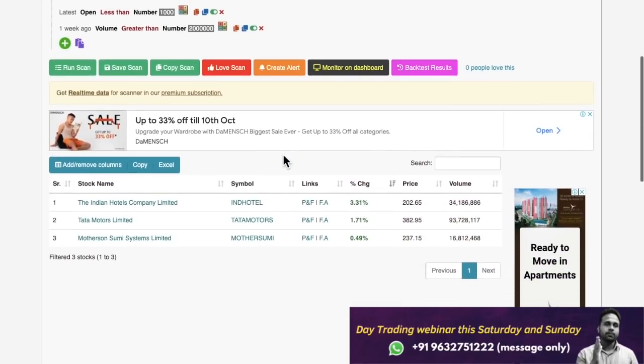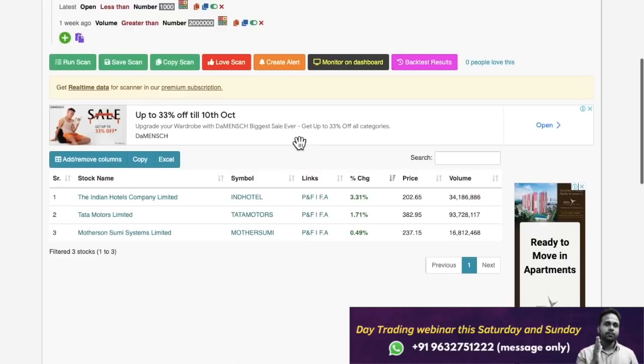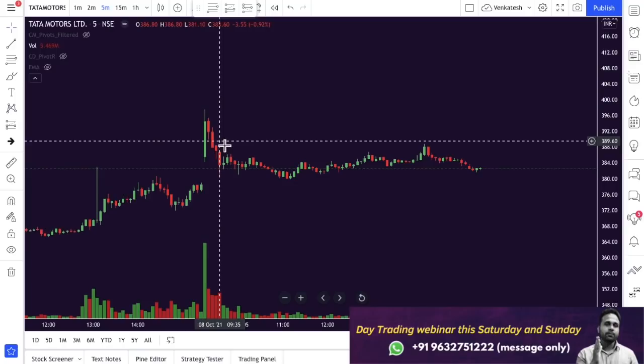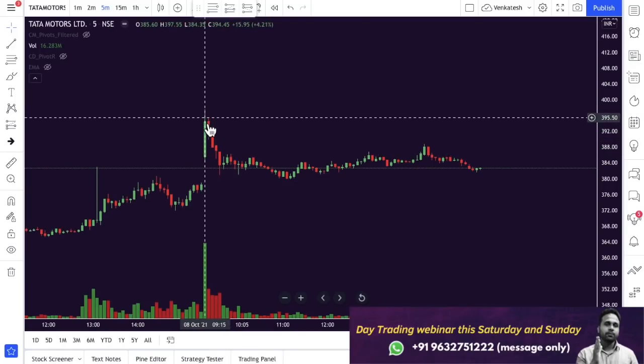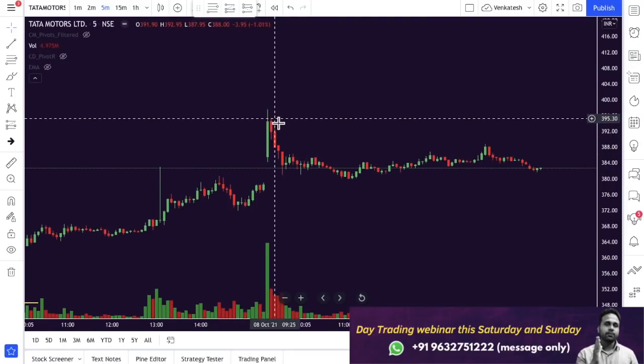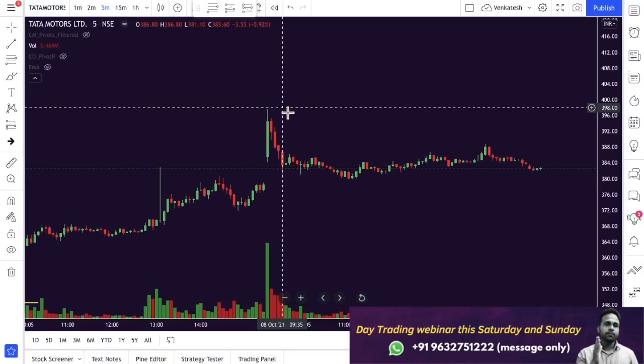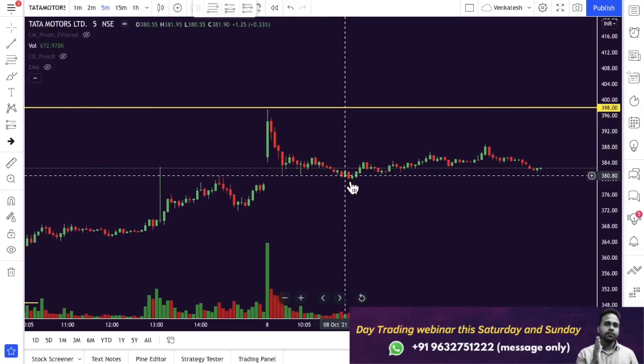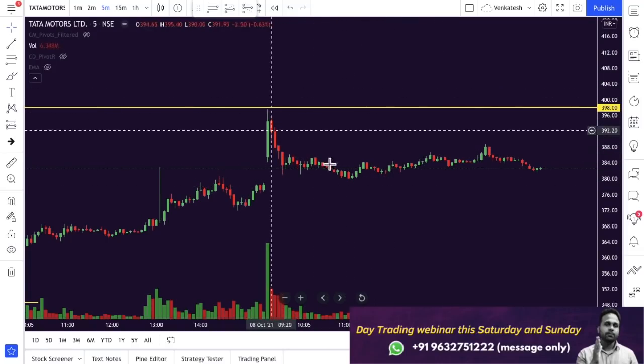Now traders, on Friday, this scanner suggested 3 stocks: the India Hotels, Tata Motors and Motherson Sumi. Now if you check Tata Motors, you see the first candle gave a breakout. It opened above previous day high. We'll keep entry above the first candle high, right? So this entry did not get triggered. The market just went sideways. So obviously we will not trade in this stock.